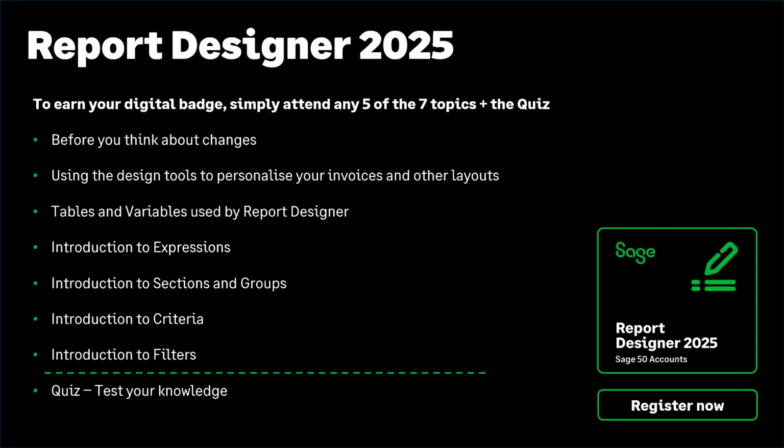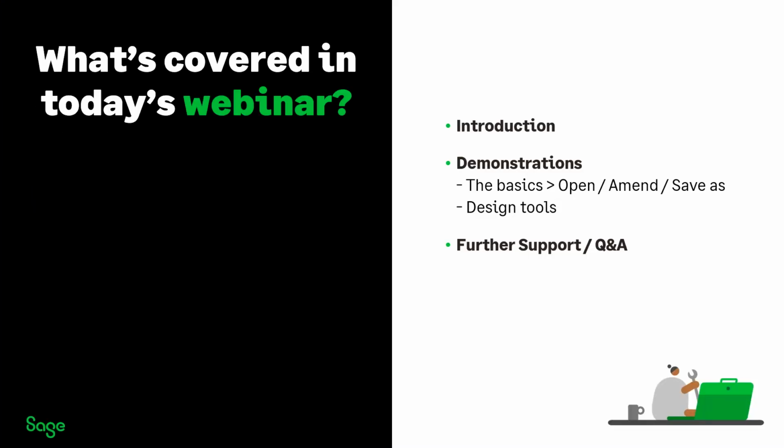Right, okay, let's have a look at what we're covering in today's session. It doesn't look much, the agenda for today's session. I'm going to start with a brief introduction. And then really we're going to get stuck into a demonstration, looking at the basics: opening a layout within the Report Designer, how you can go about amending it and doing a save as. So the basics before you really start amending and personalizing it to suit your needs. We'll then get stuck into the design tools, looking at adding your logo, adding text, aligning information, maybe adding data fields, maybe using the drawing tools as well, such as adding lines and boxes.